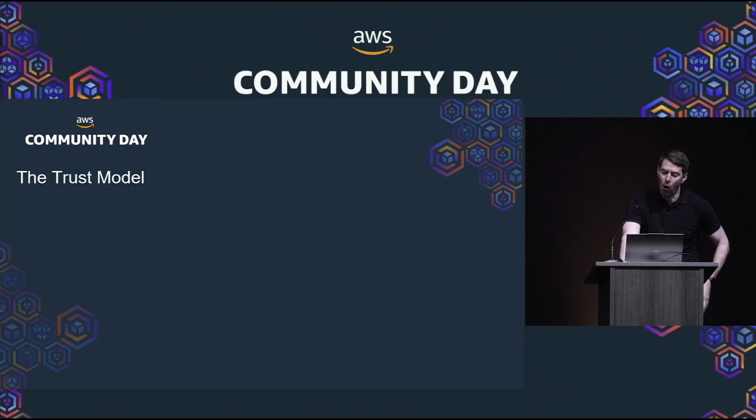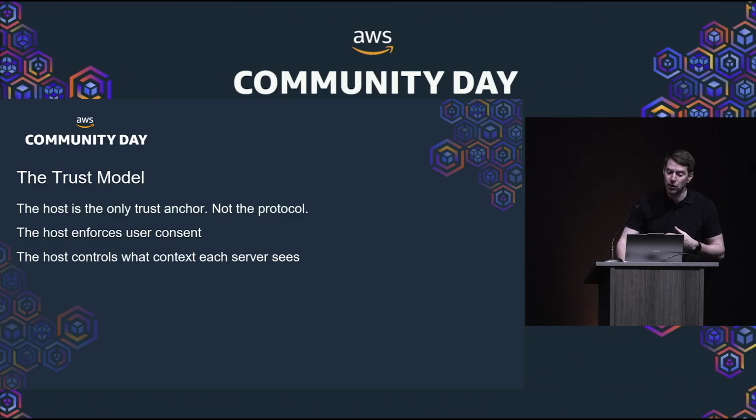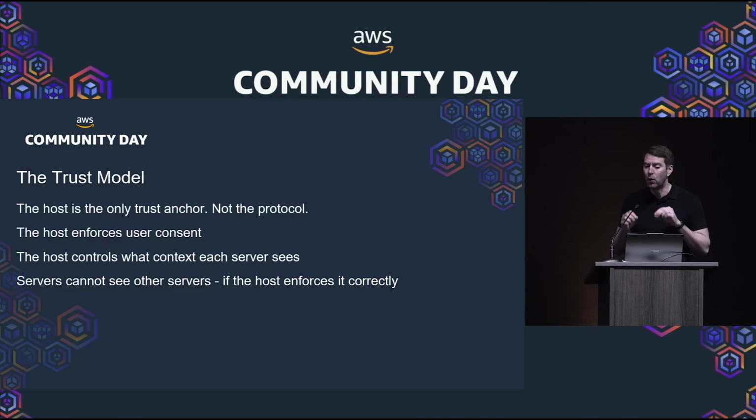So this is the part that I think matters. The trust anchor in MCP, it is the host. It's not the protocol in itself. And the host is responsible for enforcing user consent. And the host, once again, is your application that you're running. And it's also there to isolate what context each of these servers can see. And it's also isolating these servers from each other. The protocol itself can't really enforce any of this. It's up to the application using MCP.